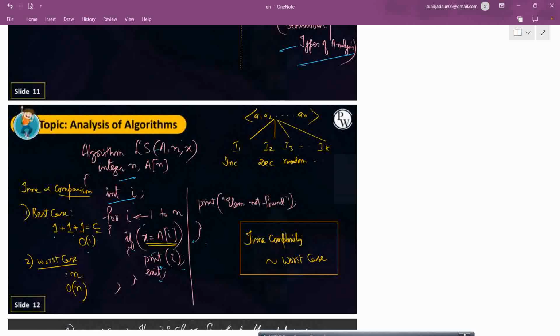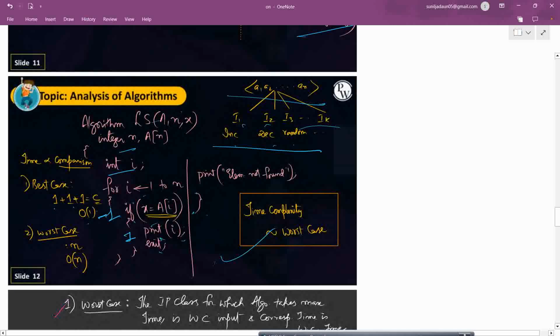If we are trying to... if this is the first one, it takes one unit time here, two unit times. So instructions I1, I2, I3: increment, decrement, and so on. Time complexity in worst case. Time complexity is measured in worst case only.